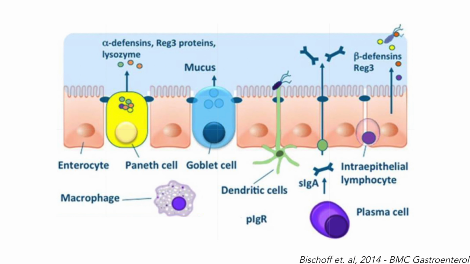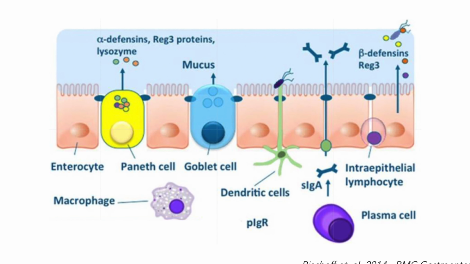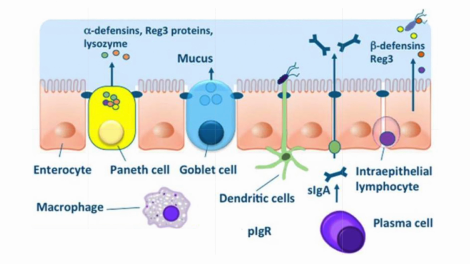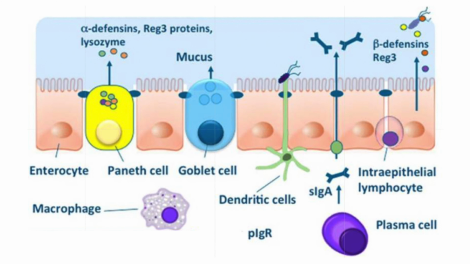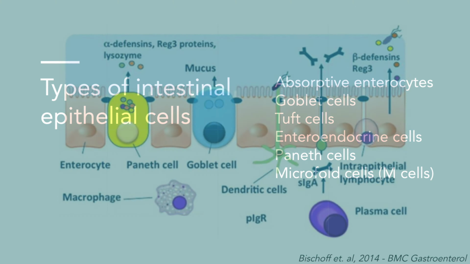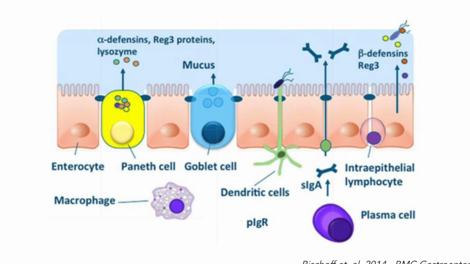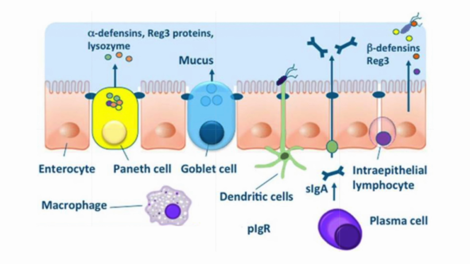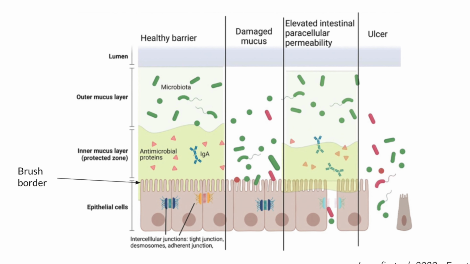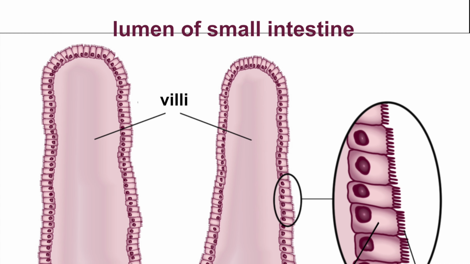Intestinal epithelial cells, or enterocytes, comprise the single-cell thick internal lining of the gut. This layer is composed of different types of specialized intestinal epithelial cells. This includes absorptive enterocytes, goblet cells, tuft cells, enteroendocrine cells, Paneth cells, and microfold or M cells. IECs are rapidly renewed and replaced every couple days. These cells work to maintain barrier integrity. IECs form a brush border at their apical surface to keep things moving.